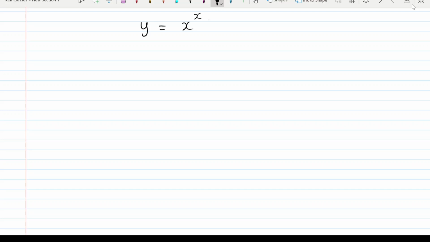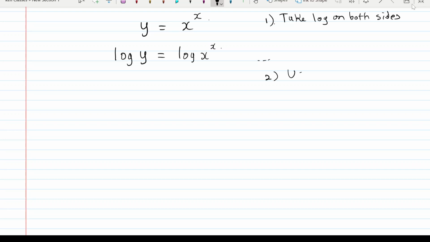Okay? So for logarithmic differentiation, what we do is we take log on both the sides. That's the first step. Take log on both sides. ठीक है? The second step is use laws of logarithms. Now what are these laws?